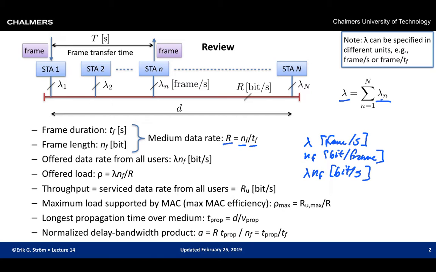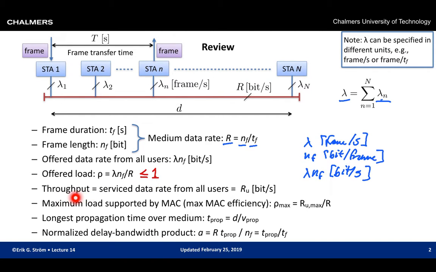And if this is going to be stable, this has to be less than or equal to 1, right? If it's violating this, if it's more than 1, then it's an impossible situation, because then the medium cannot support the traffic which is asked from it, right? But anyway, the load could be anything, but if we want it to be handled by the medium, it has to be less than or equal to 1.